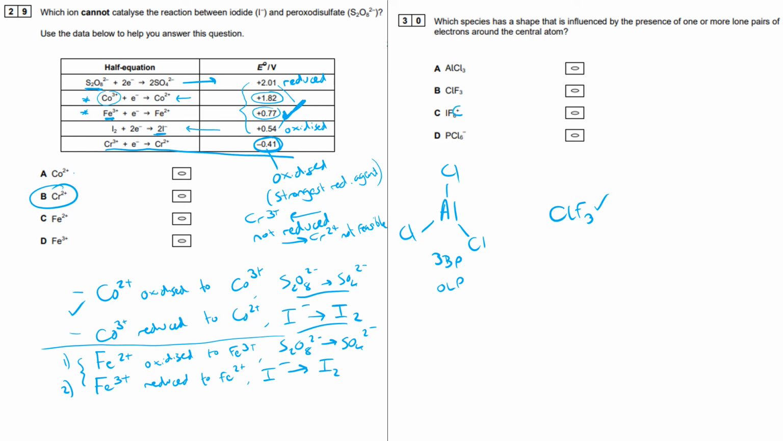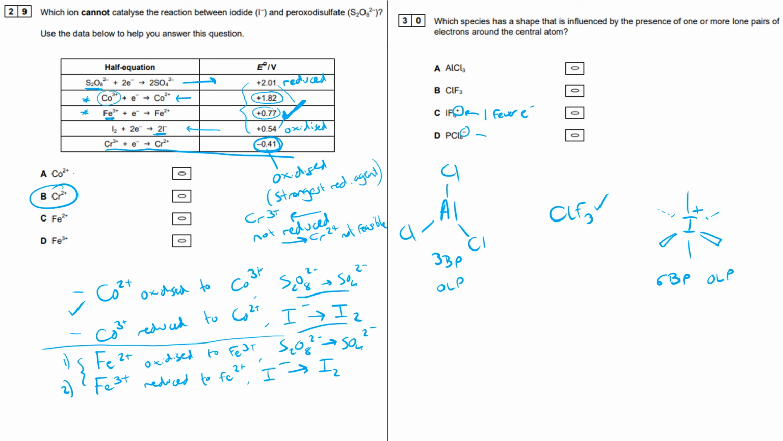IF6+, if it's a positive ion, that means it's got one fewer electron than normal. So I is in group 7, it's going to have 7 outer electrons. If it's got a positive charge, it's going to have 6 outer electrons. So IF6+ is going to have 6 bonding pairs, no lone pairs. It's going to be octahedral there.